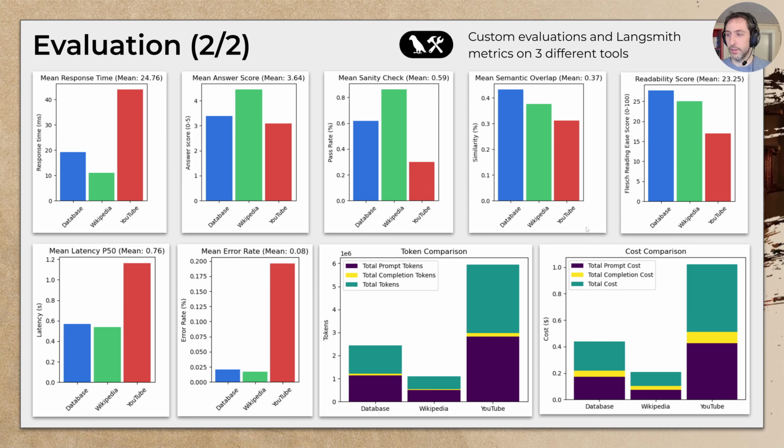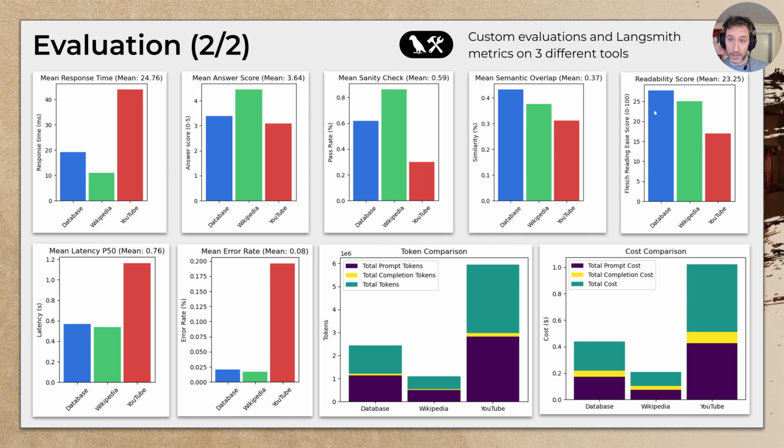So I'm comparing the vector from the responses and checking the cosine similarity. It doesn't really make sense here because I'm comparing it with the description stored in the database. So obviously the database is returning a better score than Wikipedia and YouTube. But still, it was interesting to run the test.